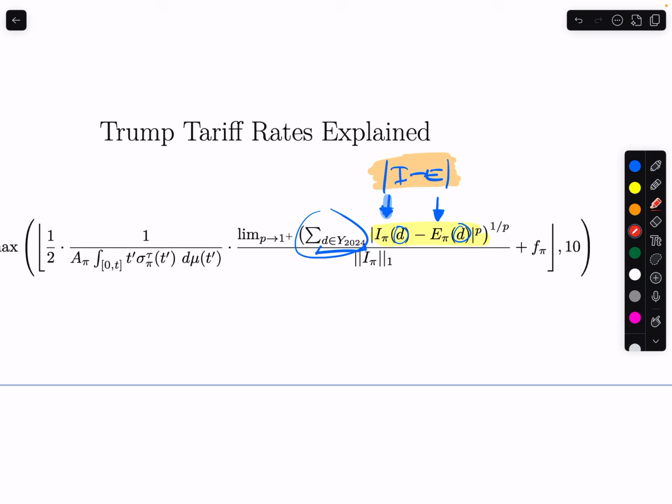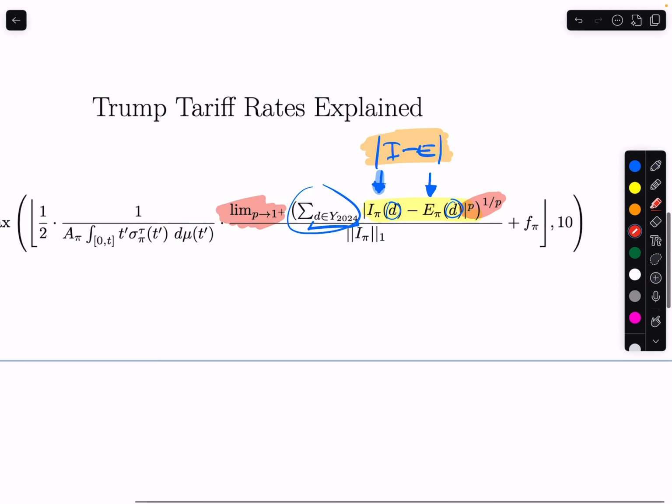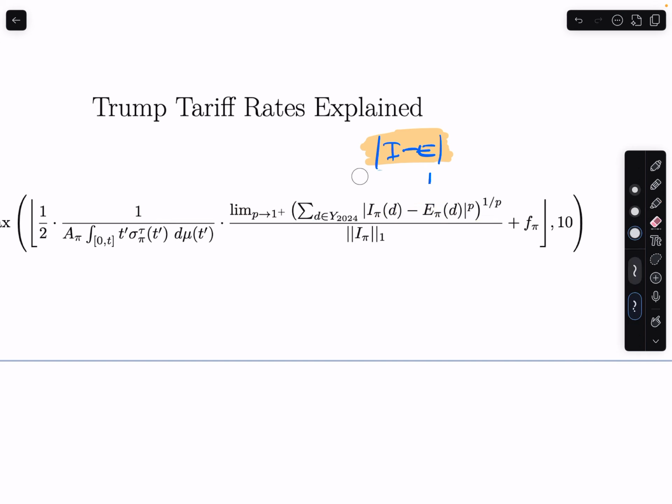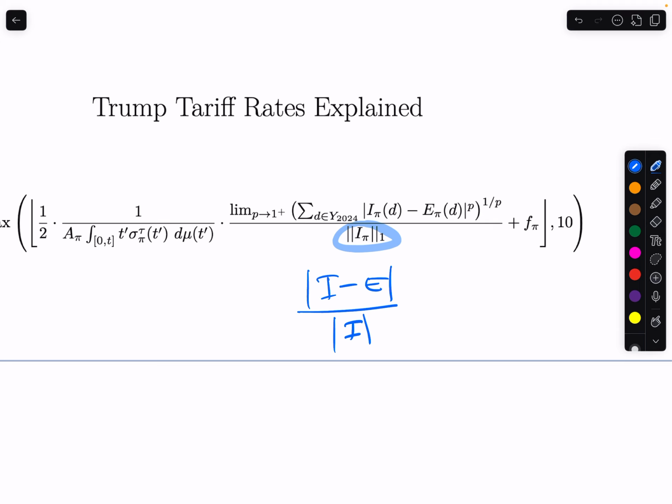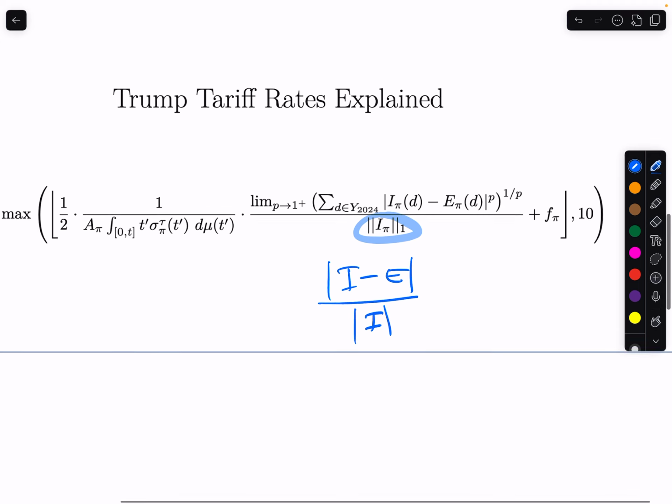And then we've got these P things here. This is kind of technical, but this is just a way to think about the sum of these things. So we've got the difference of imports and exports summed up over the year. And then what we do is we take those numbers, those imports minus exports, and we divide it by the imports. That gives us a basic rate, the sense of which this country is ripping us off.